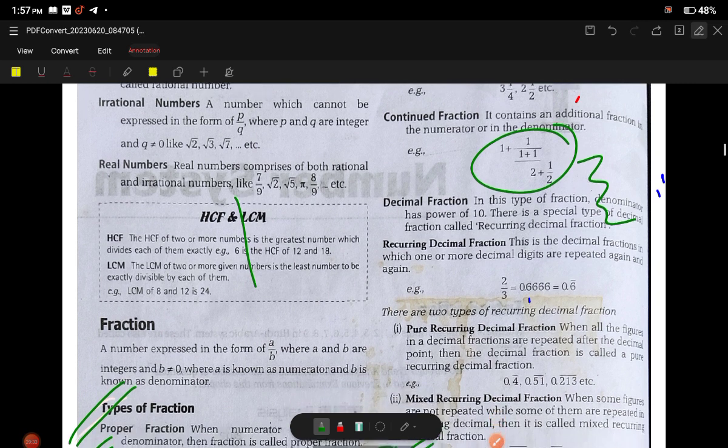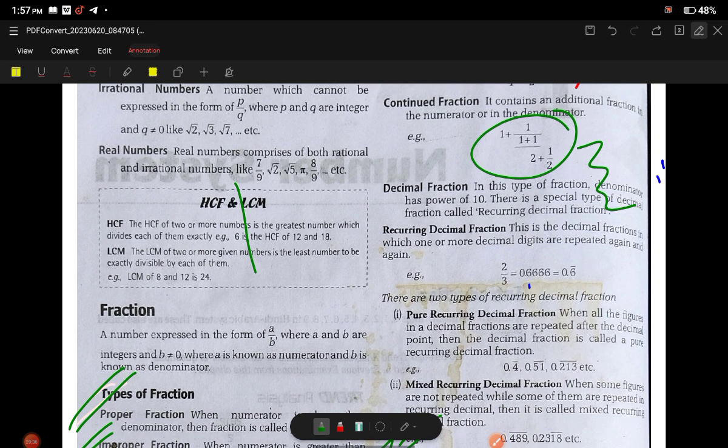Next thing is decimal fraction. Decimal and recurring, we have already discussed what recurring is. One is pure recurring, another is mixed recurring. In mixed recurring, some digits will not be repeated, some digits will be repeated. For example, 2 3 2 5 with a bar over 2 5. So 2 is not repeating, 3 is not repeating, but 2 5 is repeating. That is why it is called mixed recurring decimal. And pure means after the decimal all the digits will be repeating.